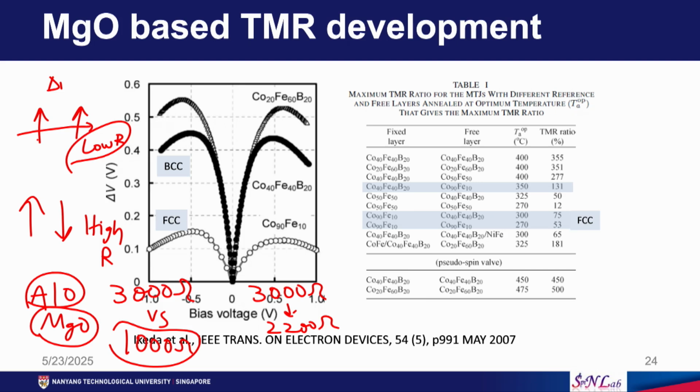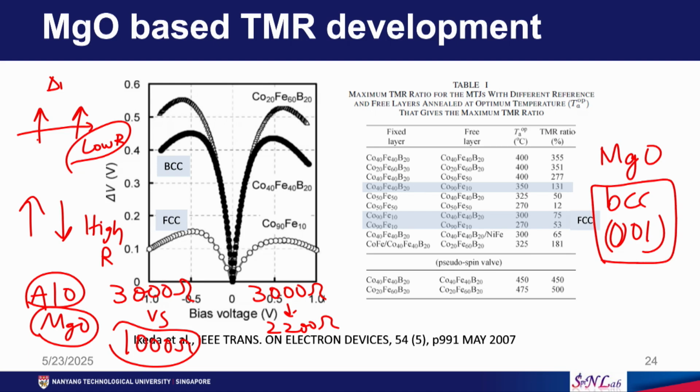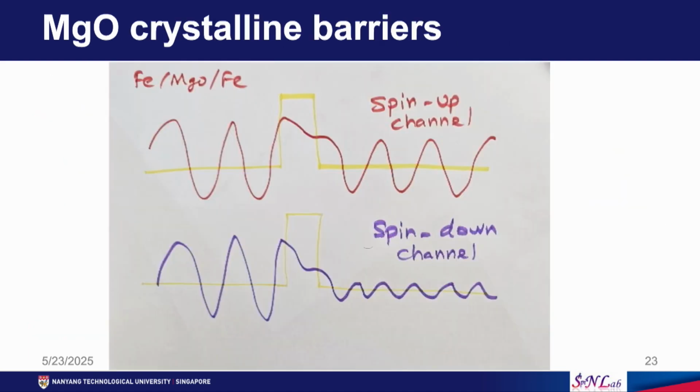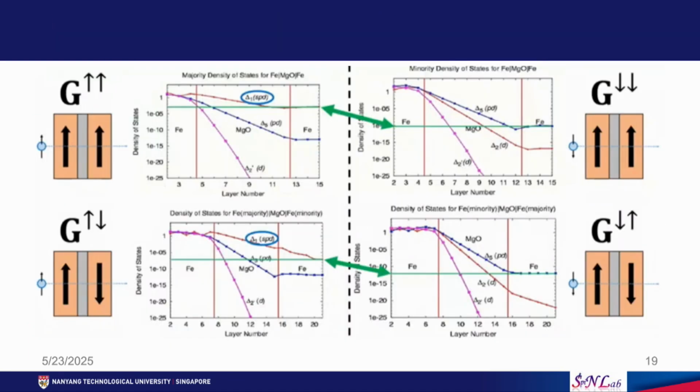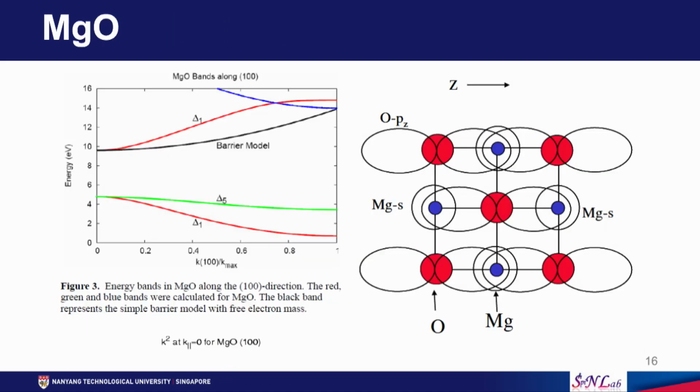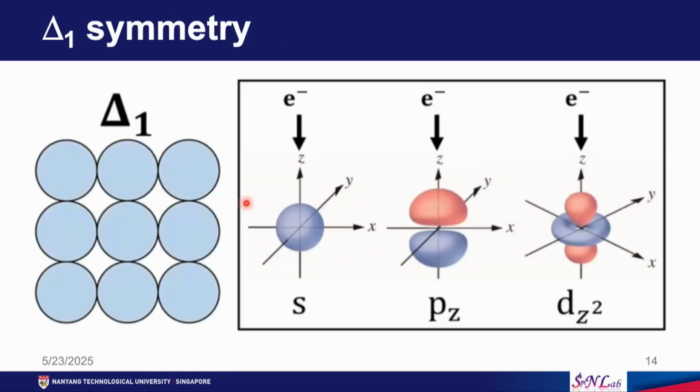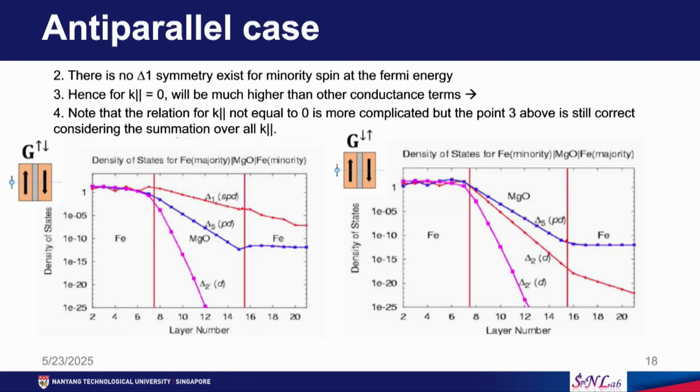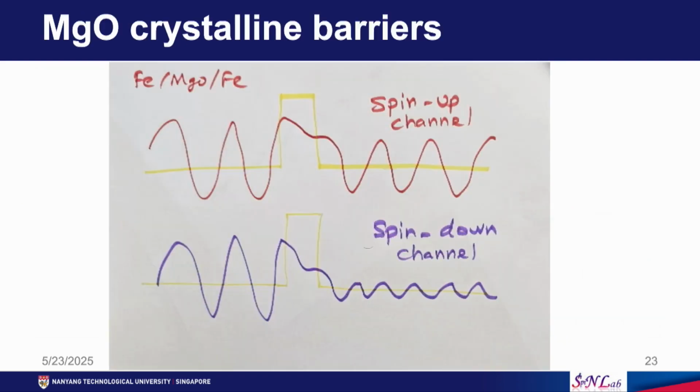So that is the key result, and that is observed only when you have grown magnesium oxide in BCC 001 texture. Okay. So this crystalline texture is important. So all the calculations that I showed you before are based on the magnesium oxide in the 001 texture. Okay. So now I will show you some experimental results to show that the magnesium oxide 001 is important.